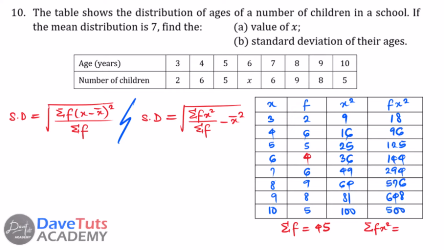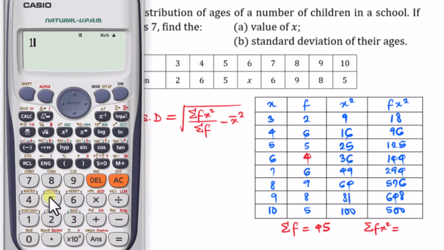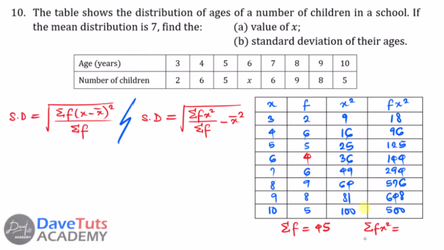Such that we can look at the sum of all of these to say we want to have 18 plus 96 plus 125 plus 144 plus 294, just summing everything together, plus 576, ensuring there's no mistake, plus 648, and then plus 500. What's that going to give us? 2401. So this is 2401, and we have all the other parameters that we have.